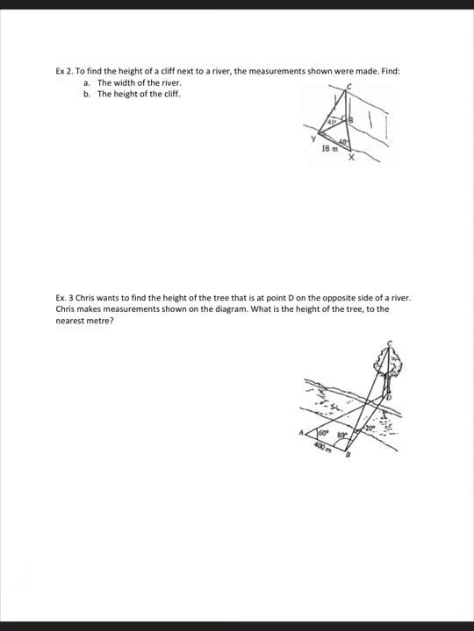Okay, so we'll do the setup for this one, and then I'm going to get you guys to try some of it on your own. To find the height of a cliff next to a river, the measurements shown were made. Find the width of the river, find the height of the cliff. So we have two questions here. First we're going to work to find A. They want us to find the width of the river. If we look, the width of the river is that side right there, right? For that side, I'm going to work with this triangle that's kind of laying down in the river because it looks like I have some information there.